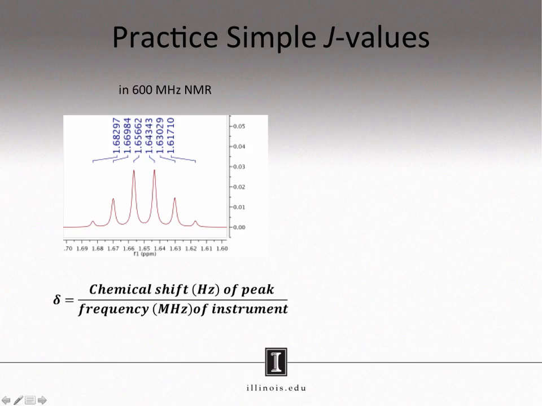Go ahead and calculate the coupling constant for this signal here. Remember that these values in blue up top are measured in ppm. Pause the video and calculate the J value, the coupling constant, for this sextet.